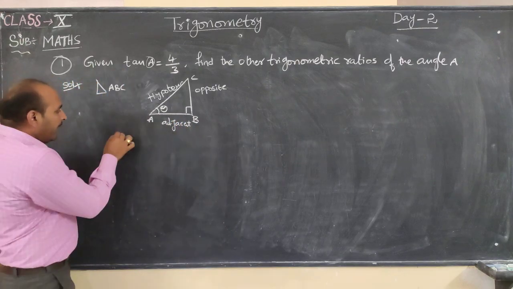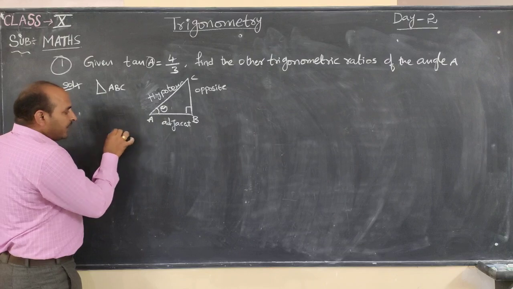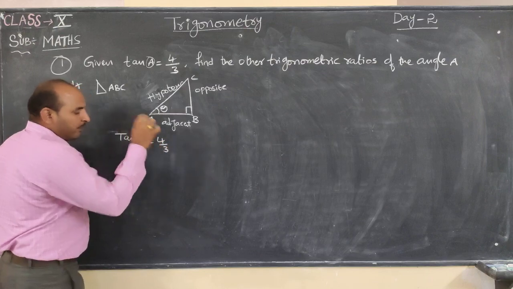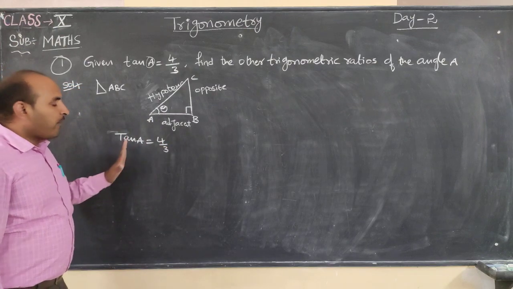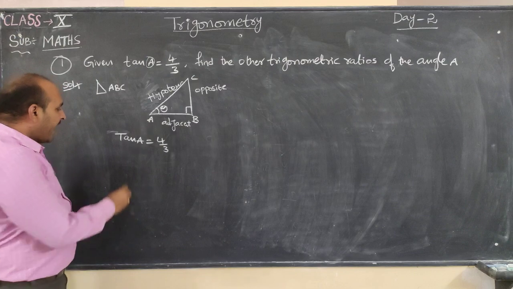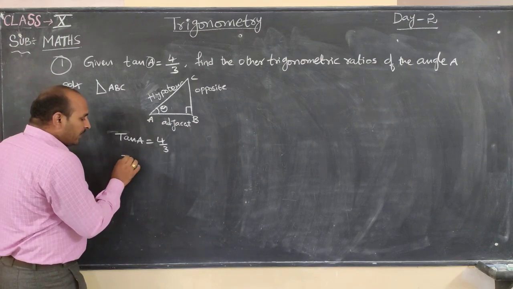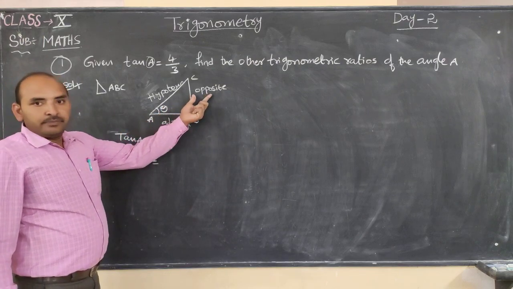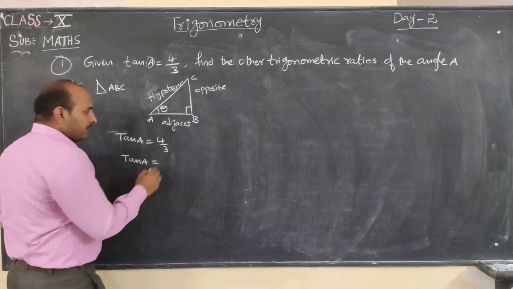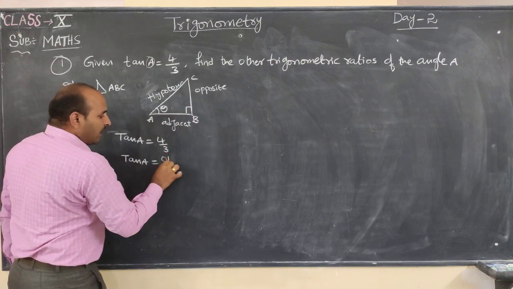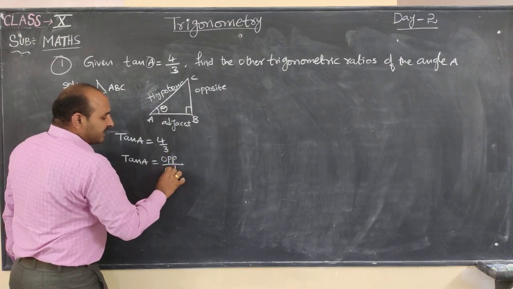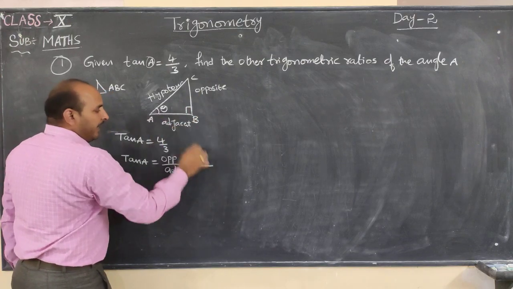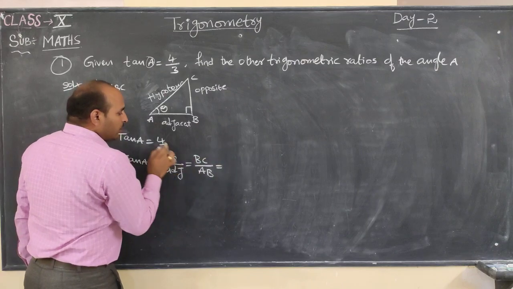Now, given problem, tan A is equal to 4 divided by 3. Tan A formula, what is it? Already in the last class we discussed. Tan A is equal to opposite side by adjacent side, which is equal to BC divided by AB.